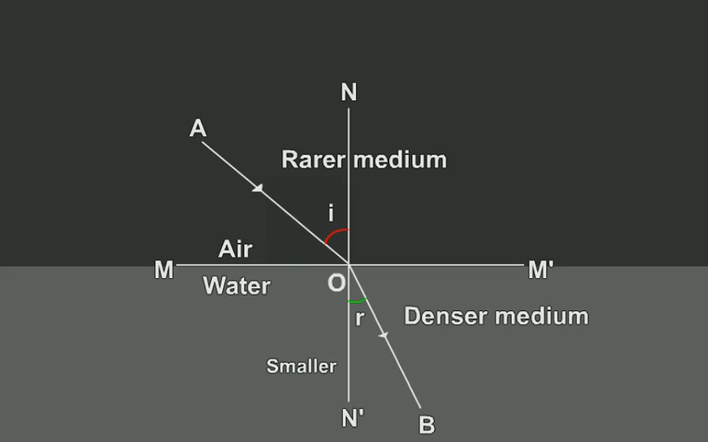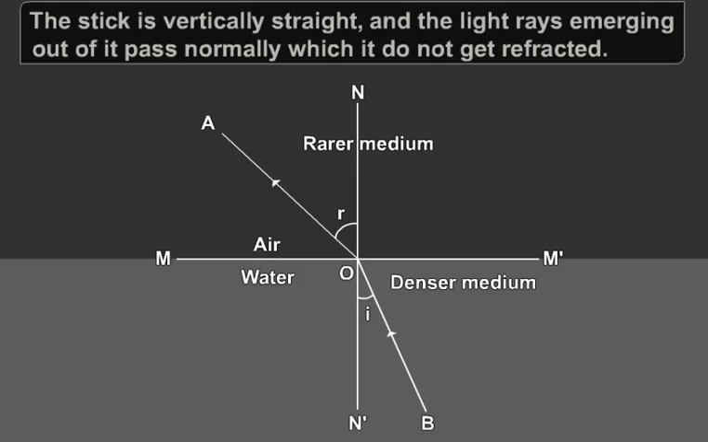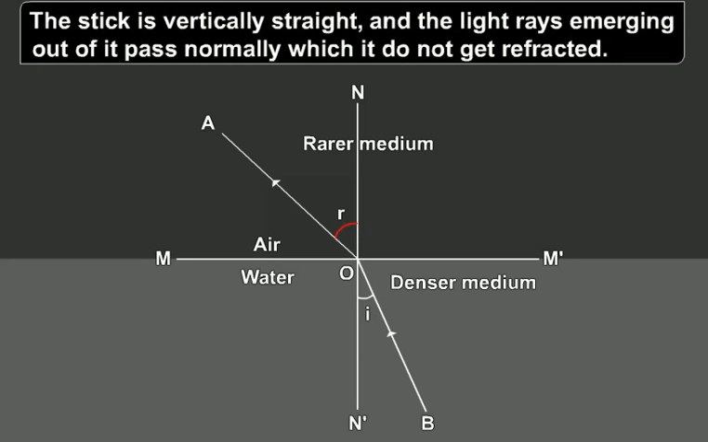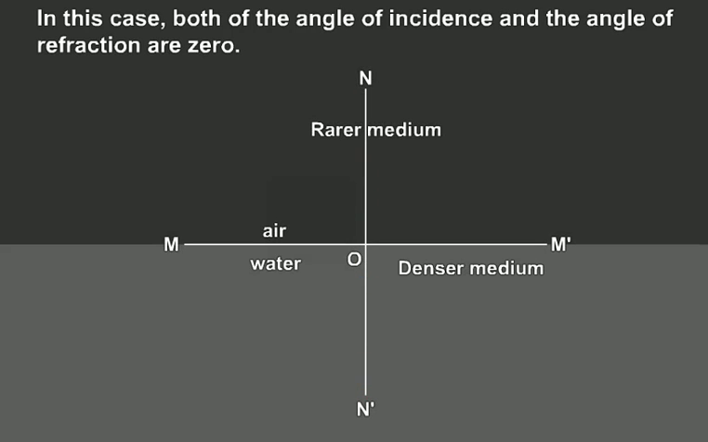2. When a ray of light passes from denser medium such as water to the rarer medium such as air, it bends away from the normal. In this case, the angle of refraction R is greater than the angle of incidence I. 3. The ray of light passing through the normal does not bend. In this case, both the angle of incidence and the angle of refraction are 0.